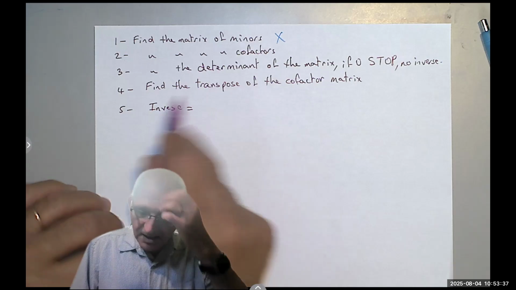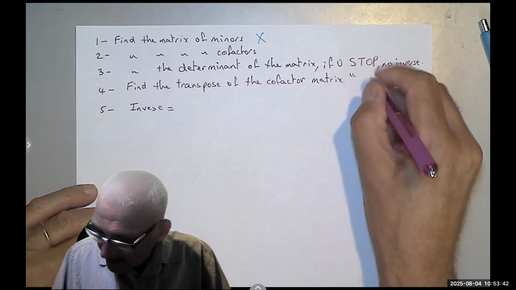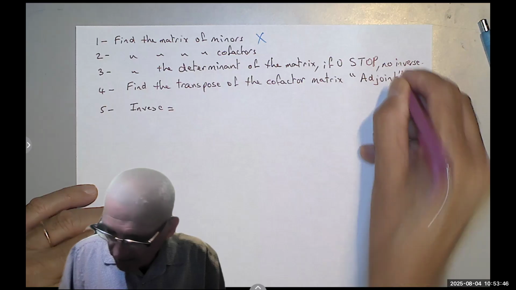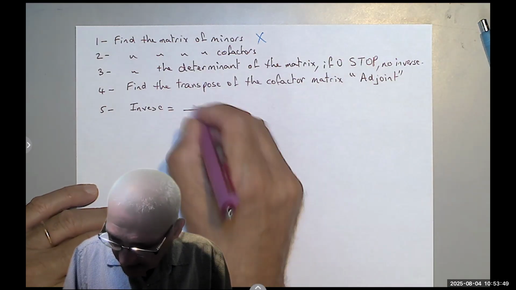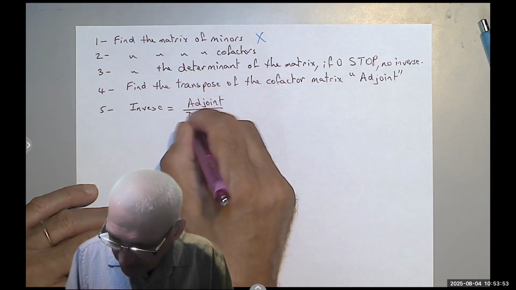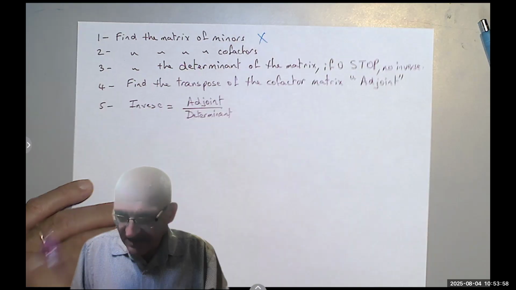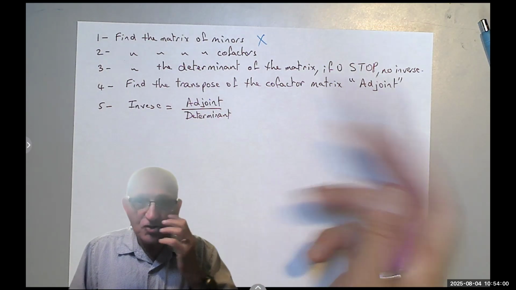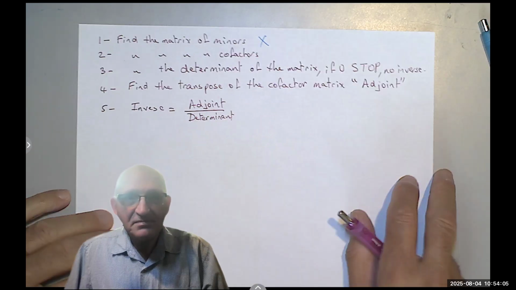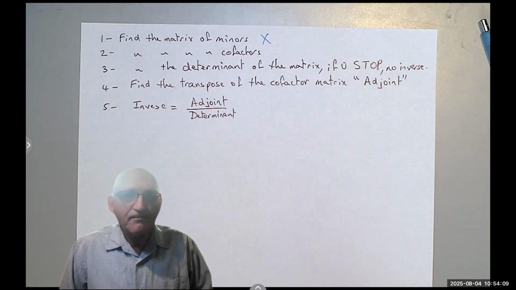equals. By the way, when we find the transpose of the cofactor matrix, we call that the adjoint matrix. And the inverse is adjoint divided by determinant. That's why if the determinant is zero, you stop because you cannot divide by zero, meaning there is no inverse. Five very simple steps, or even four very simple steps.